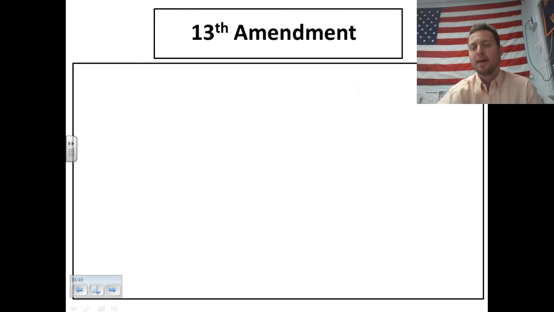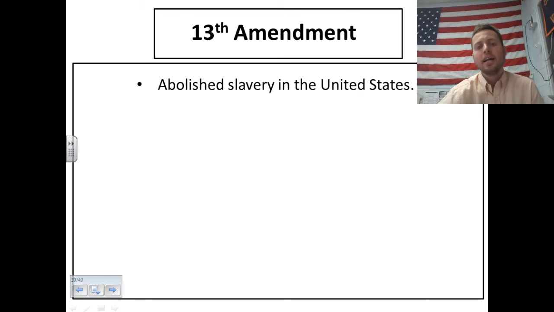Please put 13th Amendment. We're going to knock out 3 amendments right here. 13th Amendment. Ready? What did it do? It abolished slavery in the United States of America. For the Confederate States to rejoin the Union, they had to adopt the 13th Amendment. There will be no slavery in the United States because of the 13th Amendment. There's a way to remember it. Free. Okay? Please write free in all caps, nice and bold for 13th Amendment.